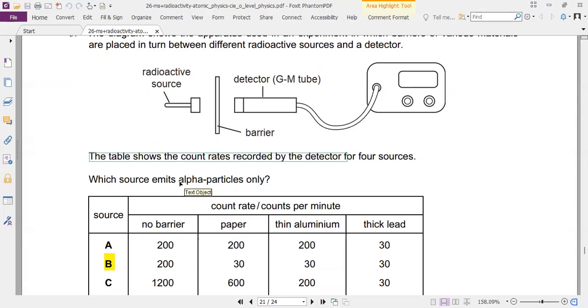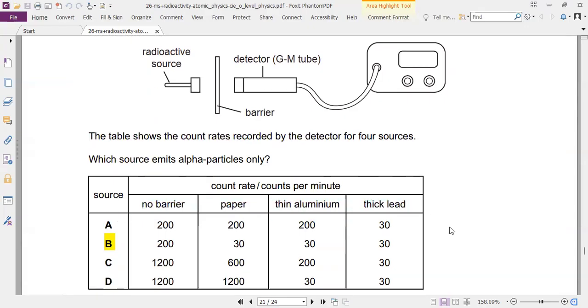Well, there is a table showing, and we have to carefully understand what's going on. When there is no barrier, when there is paper, when there is aluminium, when there is thick lead. Alpha particles only. Well, if it's only alpha particles, without the barrier, the reading is 200. Well, it can be 1200, no problem. But look, without the barrier, it's 200. But with the paper, it goes down to 30 and then stays 30. That means only alpha particles which were blocked by the paper.